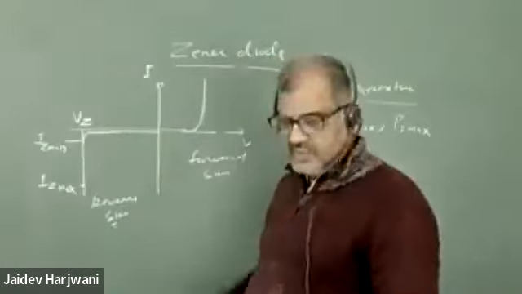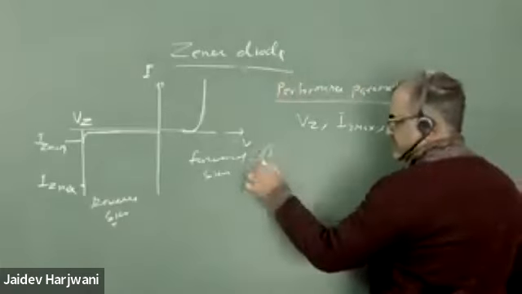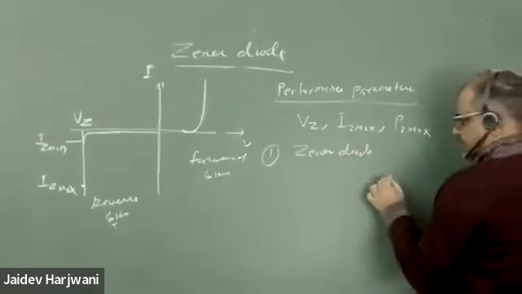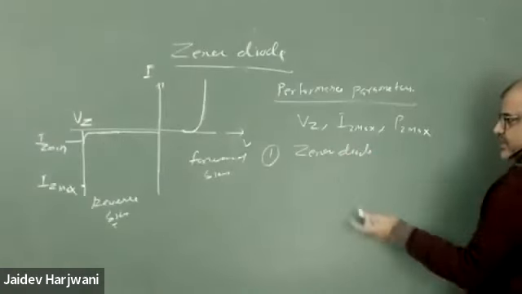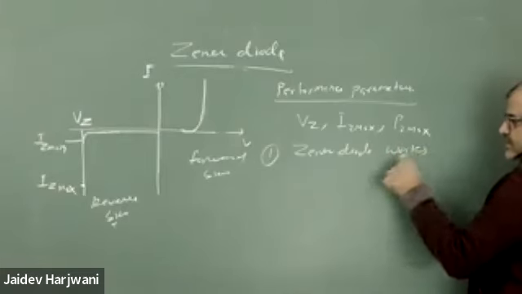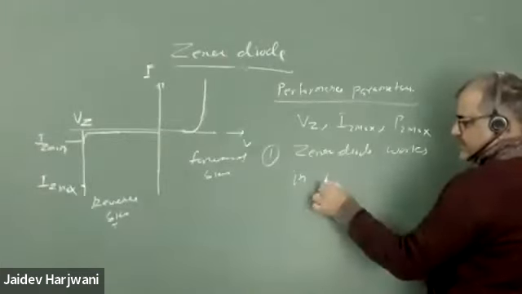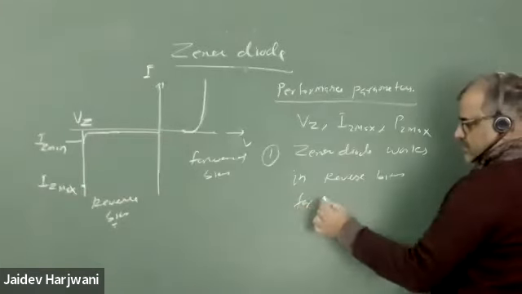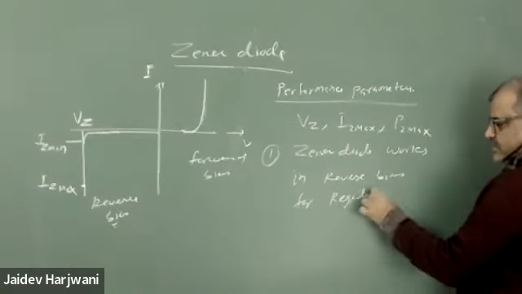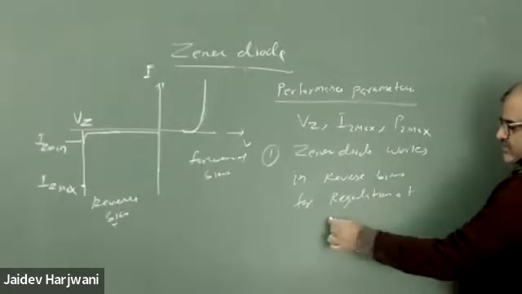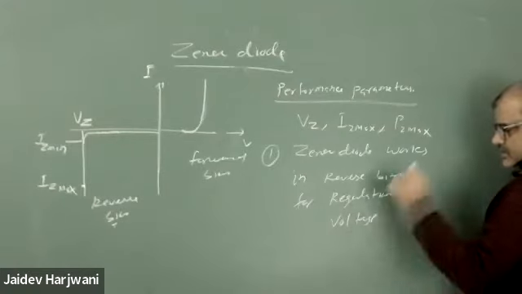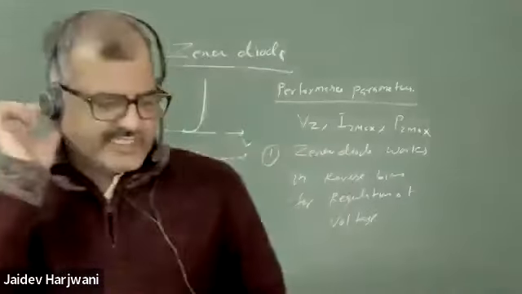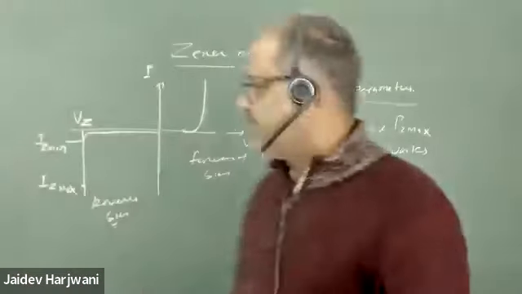So the first thing: the Zener diode works in reverse bias for regulation of voltage. Whenever I want to regulate voltage in the circuit, the Zener diode has to be put in a reverse bias condition.